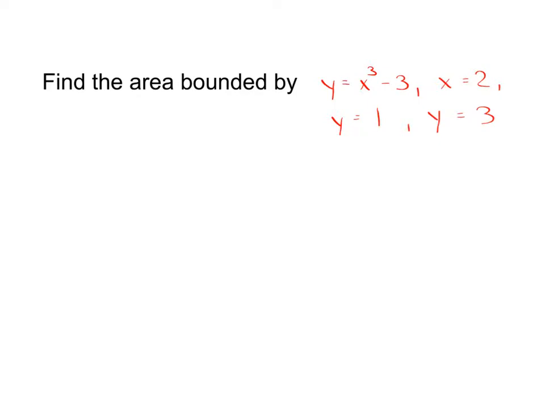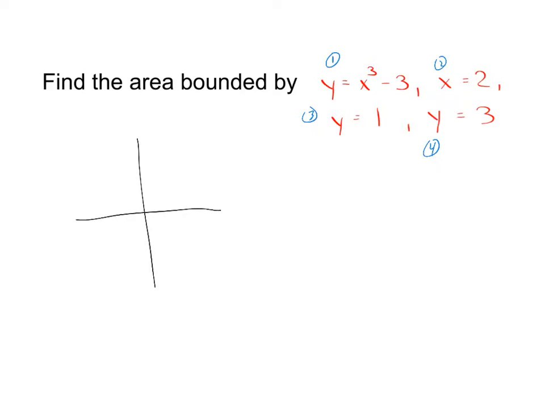And it says find the area bounded by these 4 lines in this region. So y equals x cubed minus 3, x equals 2, y equals 1, y equals 3. So those 4 lines, what kind of a region do they create? And we have to use an integral to find the area of that region.